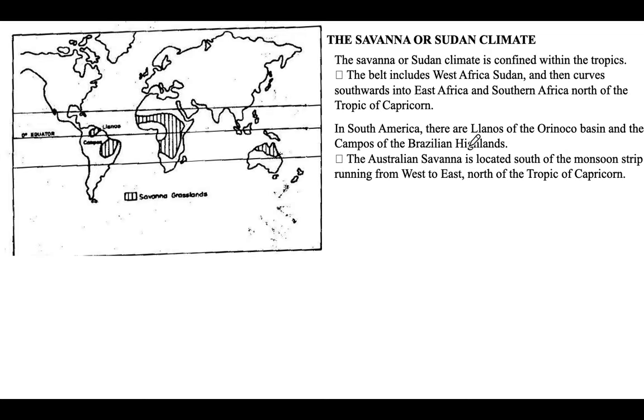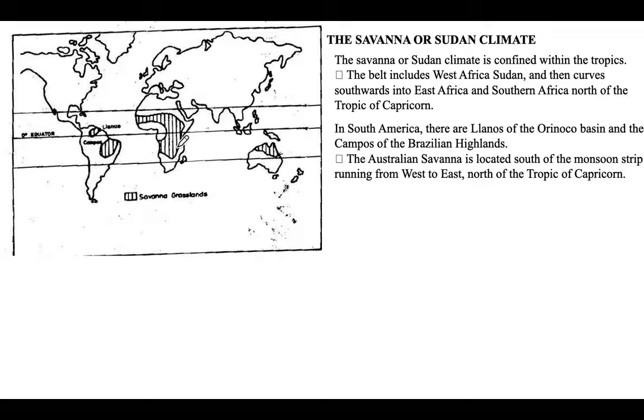So on the other side, the Australian savanna is located in the South Monsoon Strip, running from west to east, north of the Tropic of Capricorn. So in here we have this one here. This is one of the savannas, the Australian savanna. So we need to know these points. It's very, very important because they might put a particular mark here, and then they will state which climate is experienced by this place. So you have to know this is savanna.